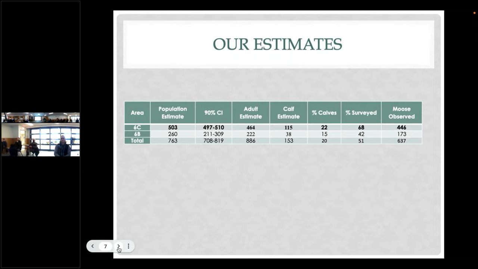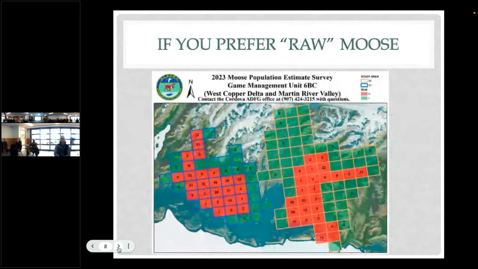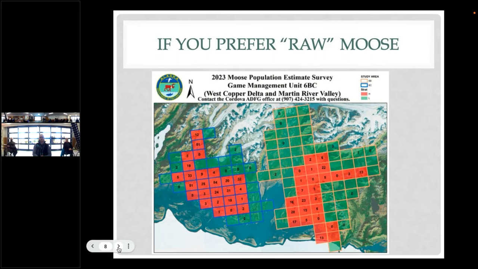factor. And so some of you are purists, and you're like, I don't care how you estimate, I don't care about sightability correction factors, I don't care about extrapolation, I care about where you saw the moose and how you saw them. So this map shows you that. The red here are high habitats, and I can provide this map for anyone who wants it at a later time. The green are low habitat, and if a box has a number in it, that's because it was sampled, and that's the number of moose that were seen.